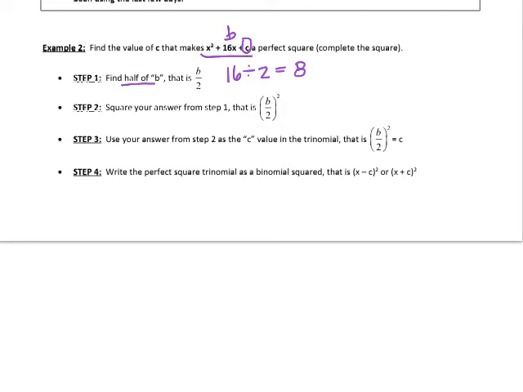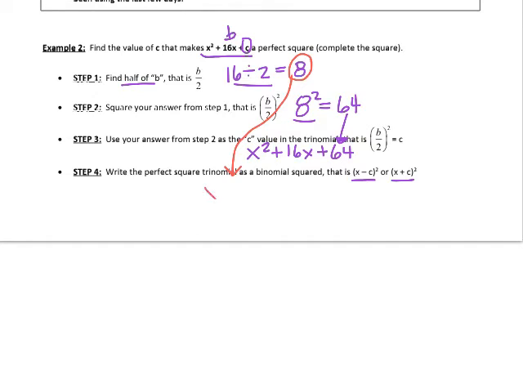Step 2: square that answer from step 1, so we're going to square the number 8. It says use your answer from step 2 as the C value in the trinomial. So now I can rewrite my trinomial with the C value that I came up with by taking half of the B value and squaring it. And now I have my C value. It says write the perfect square trinomial as a binomial squared. So that means we're going to take x minus c squared or x plus c squared, and what I like to remember is whatever half of b was is the number that goes into that binomial. So that's the number I'm going to use in my binomial. So this is x plus 8 squared. Remember, when you multiply 8 times 8, you get 64, but 8 plus 8 is 16.